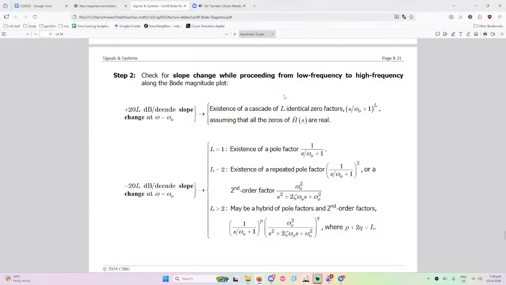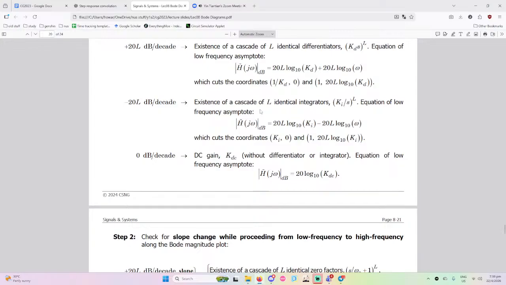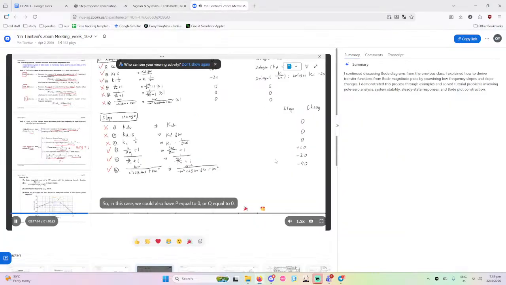Okay. Then if L is larger than 2, then we may have a hybrid of pole factors and second order factors. So in this case, the transfer function will be equal to 1 over (S over omega naught plus 1) to the power of P, times omega naught squared over (S squared plus 2 theta omega naught S plus omega naught squared) to the power of Q, where P plus 2Q is equal to L. So in this case, we could also have P equal to 0 or Q equal to 0.